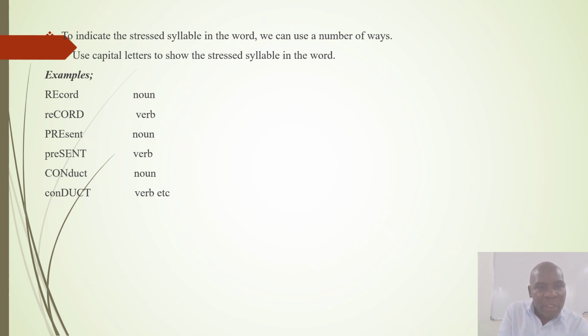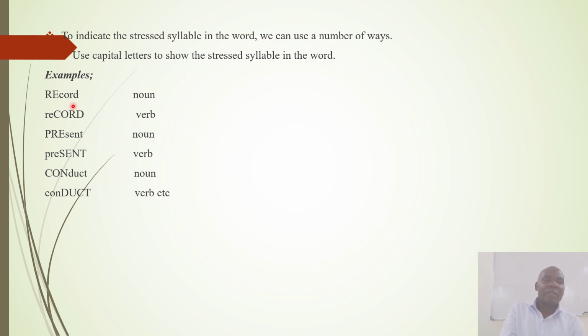And I've given an example here. We have examples. The capital letters are showing the syllable that is stressed. Then the small letters are showing the syllable that is not stressed. Like in the first example, you can see the first syllable, which is stressed, is in capital letters. Then the second syllable, which is not stressed, is in small letters.